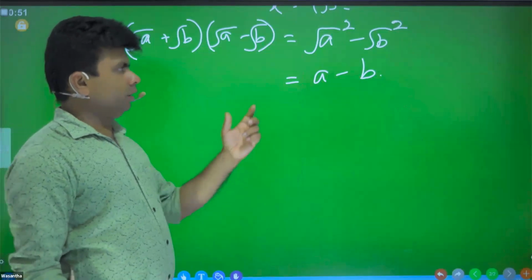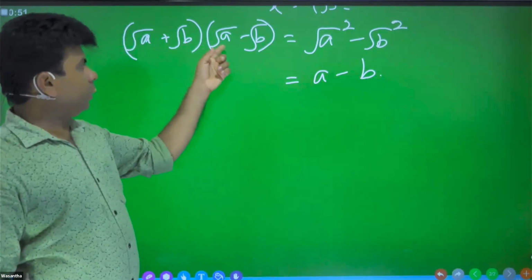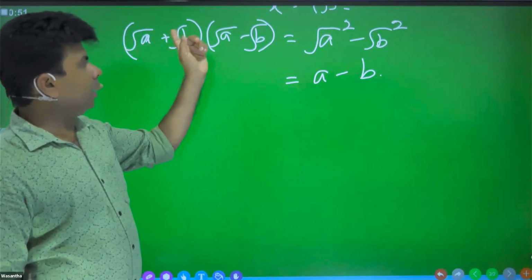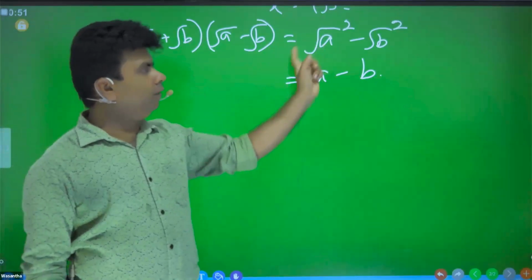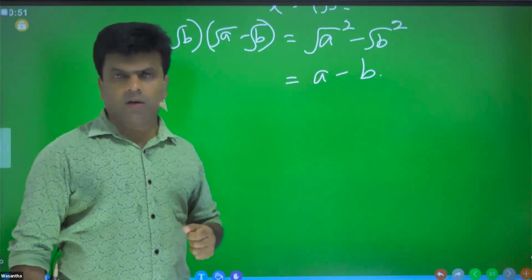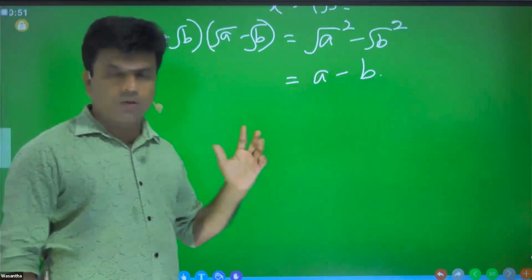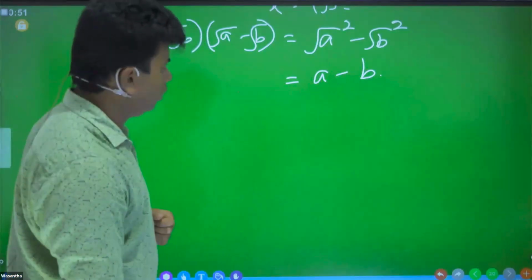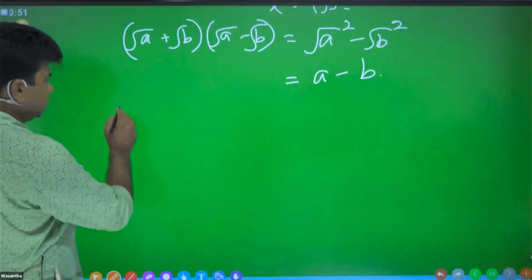You know, mainly the idea of these conjugates, right? When we multiply by its conjugate, you get individual squares. This is the benefit, okay? Individual squares. Now, they are asking, right?